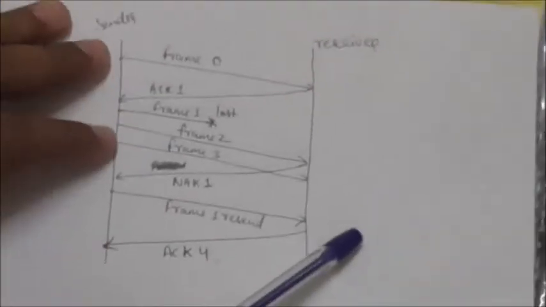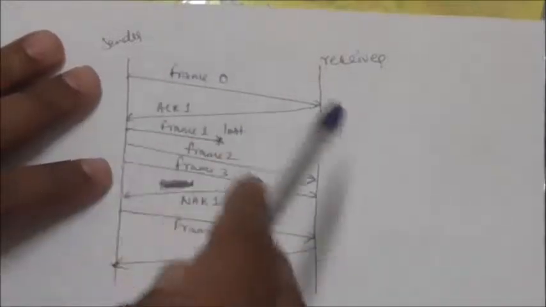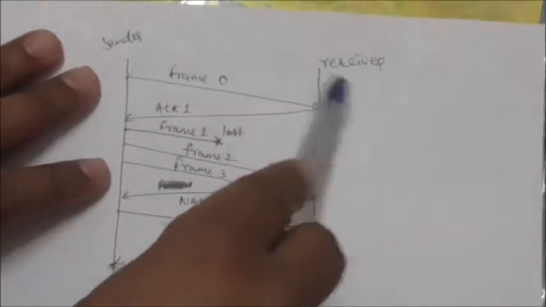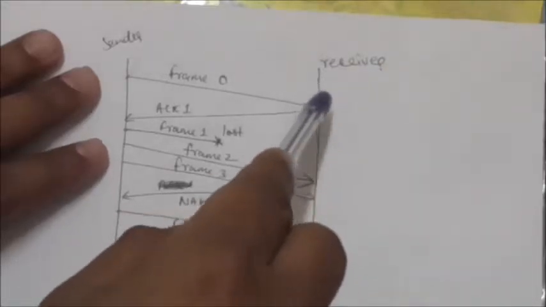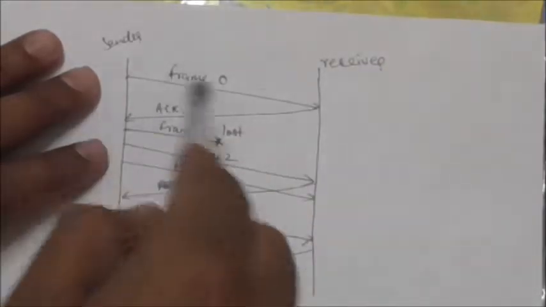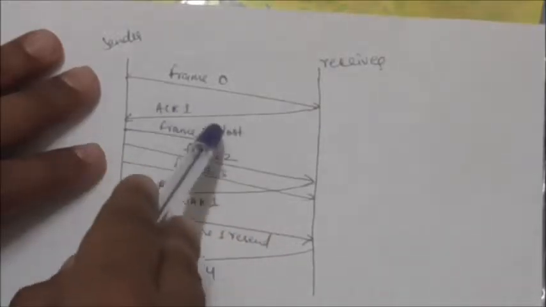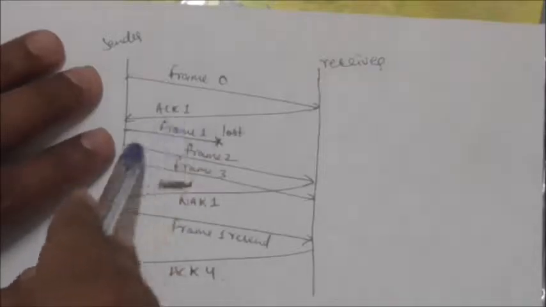Now suppose the sender has sent the frames with sequence numbers 0, 1, 2 and 3. When the frame with sequence number 0 arrives at the receiver, it is accepted and the receiver sends an acknowledgement for this frame. Now the frame with sequence number 1 is lost. So what happens when the frame with sequence number 2 arrives at the receiver?